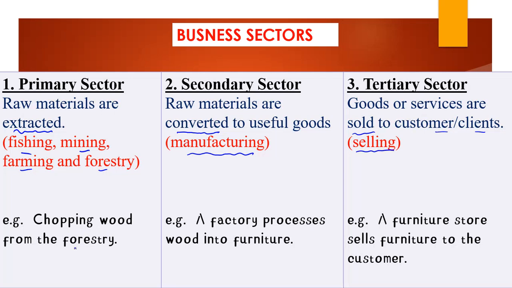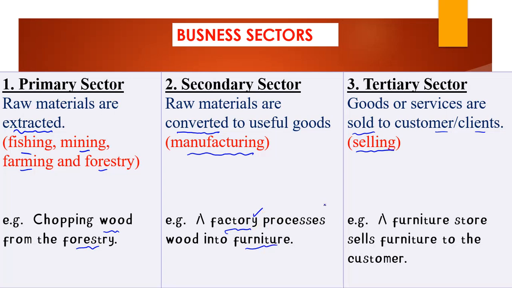Wood is chopped from the forest. So when the wood is chopped in the forest, that's forestry, that is in the primary sector. Then the wood will go to the factory, where it will be processed or converted into furniture. So the factory would be in the secondary sector.